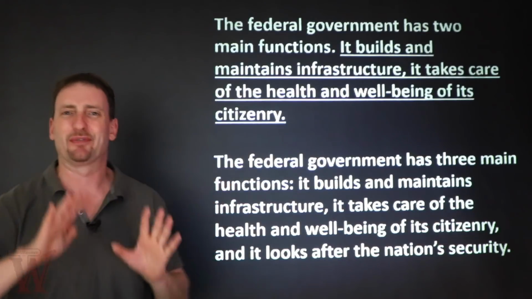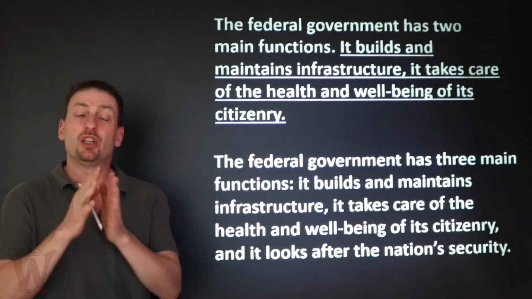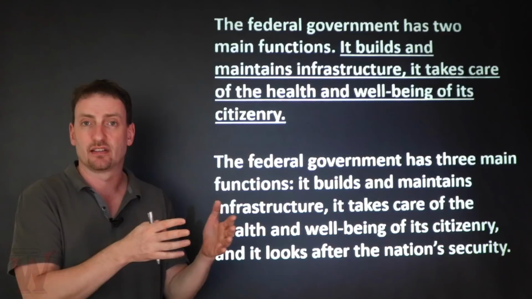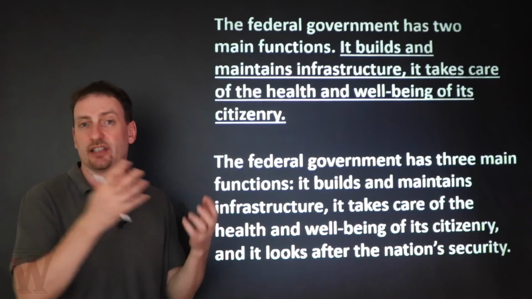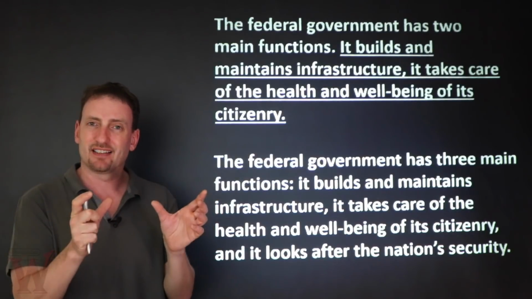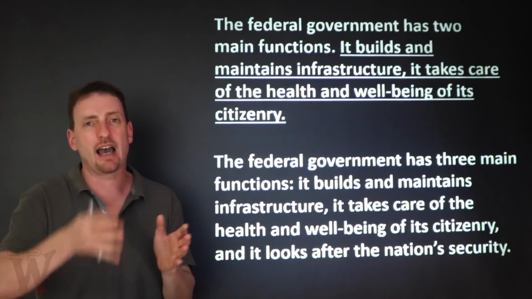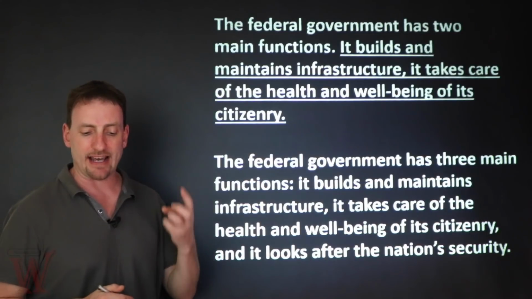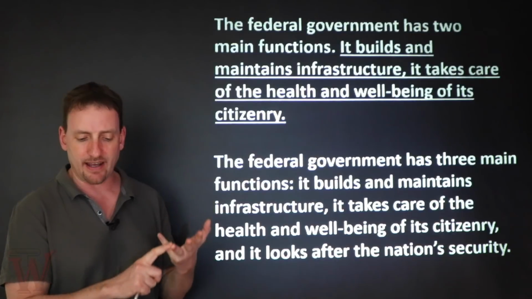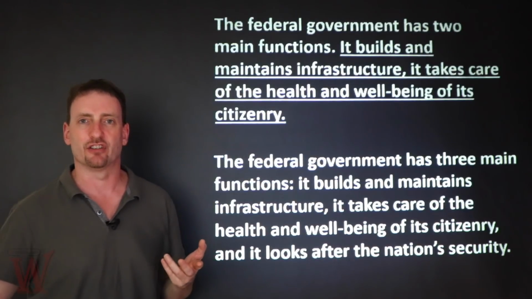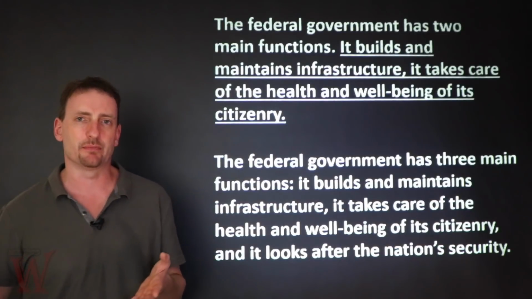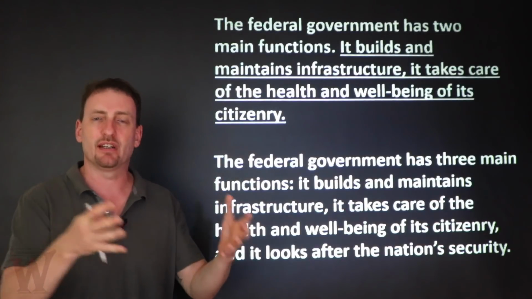Now, let's look at it another way. Oh, sorry, before I get to that, another thing I wanted to mention. You can use independent clauses as part of a list. You can have 3 independent clauses in one sentence. 2 of them can be joined by a comma, but you're not actually joining them. You're putting items in a list. The federal government has 3 main functions, colon, here they are. It builds, it takes, and it looks after. So when you have a list with 3, 4, 5 items, those items can be independent clauses.